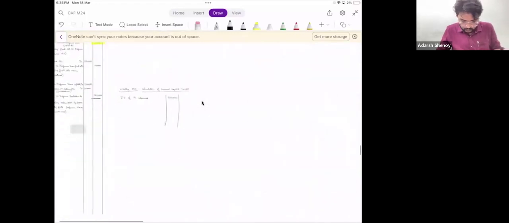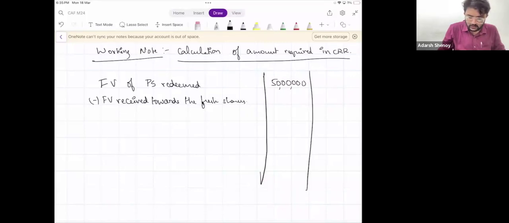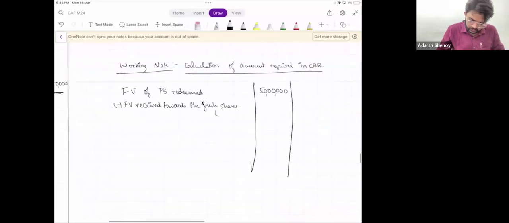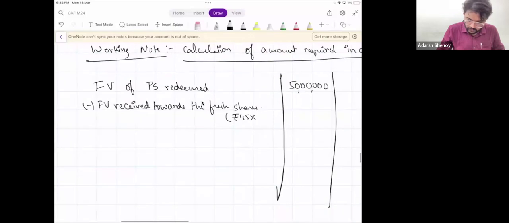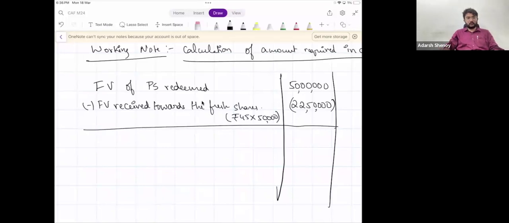So here, fresh issue of shares. How much face value have I received? I have received 45 rupees. 45 into 50,000, 22 lakh 50,000. I hope you have understood this.